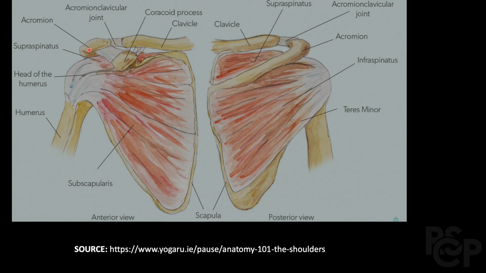And then we can see the bones here: the acromion right over here, the clavicle, the coracoid process, the AC joint, and then the head of the humerus noted right over here. It's really important to understand this basic rotator cuff anatomy before we move into the MRI.